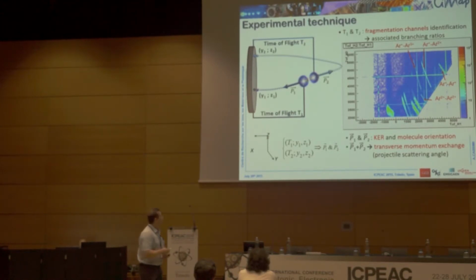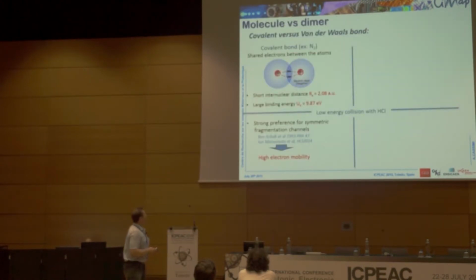And this line here, which is due to the momentum conservation, tells you that you are dealing with dimers. So from the momenta of the particles, you can derive the kinetic energy release as well as the molecule orientation. And from the momentum sum, you get the scattering angle. So what's the difference between molecules and dimers? So with molecules, because of the covalent bond, you have very short internuclear distances.